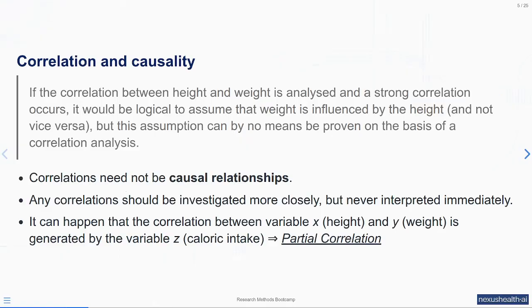Any correlation we find should be looked at more closely, and we don't need to interpret it immediately. It is possible that a correlation between variable x, in this case height, and variable y, in this case weight, is generated by a third variable z, that is caloric intake. So therefore it means that there is a partial correlation.